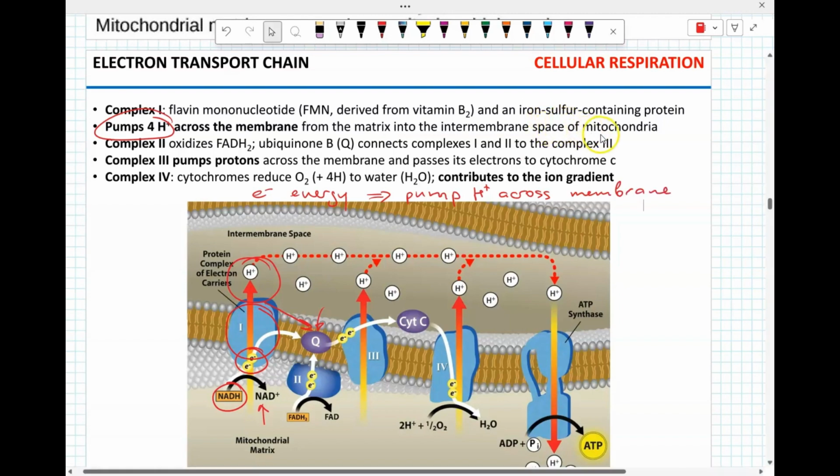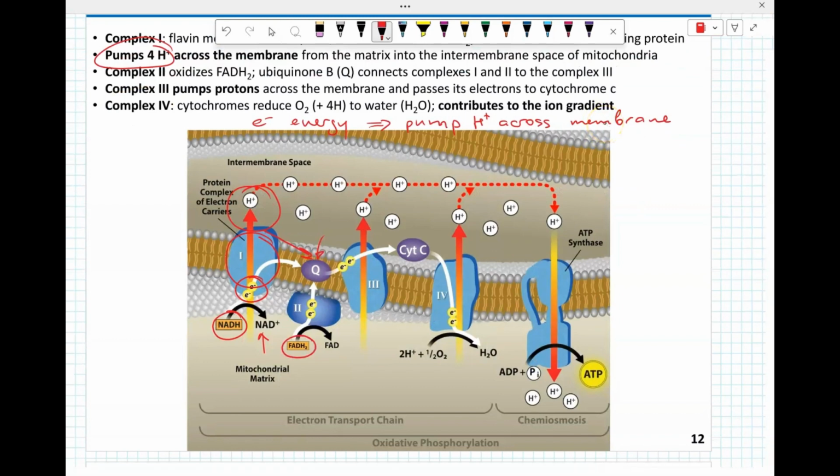Now, the function of complex 2 is to specifically oxidize FADH2 to its oxidized form FAD. The electrons that are stripped from FADH2 enter the electron transport chain and are transferred to the cofactor Q, or ubiquinone B. Ubiquinone B, or coenzyme Q, connects essentially complex 1 and complex 2 to complex 3. When these electrons eventually enter complex 3, it transfers them to cytochrome C. This transfer lowers the energy of electrons, but this energy is not wasted, because complex 3, just like complex 1, also pumps protons across the mitochondrial membrane.